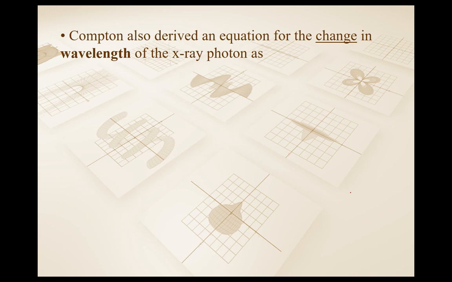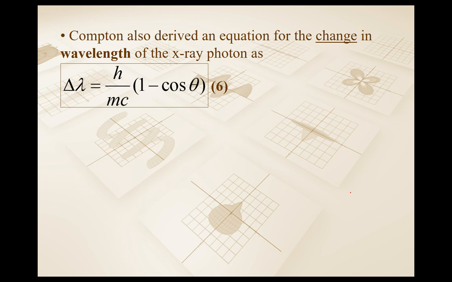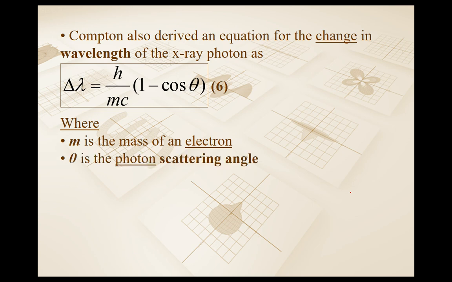Okay, one other equation that Compton derived is for the change in wavelength of the X-ray photon. We've already identified the wavelength is going to get bigger because the energy gets smaller. The equation, and I'm not going to show the derivation, tells me that the change in the wavelength of your X-ray photon is equal to h over mc multiplied by 1 minus cosine of theta. In this equation, m is the mass of an electron, and theta is the photon scattering angle, not to be confused with the electron recoil angle.